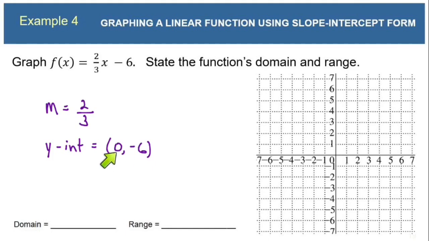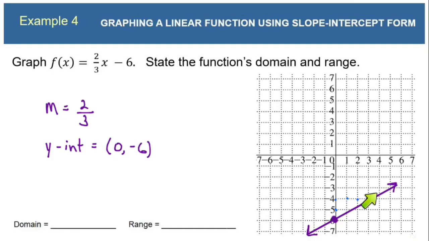We start by plotting the y-intercept, so that's going to be at -6 on the y-axis, and then we use the slope as rise over run to get to the next point. So from here, rise 2, 1, 2, and run 3, 1, 2, 3. This is where our second point goes. Connect the 2 points with a straight line, and there's your line.